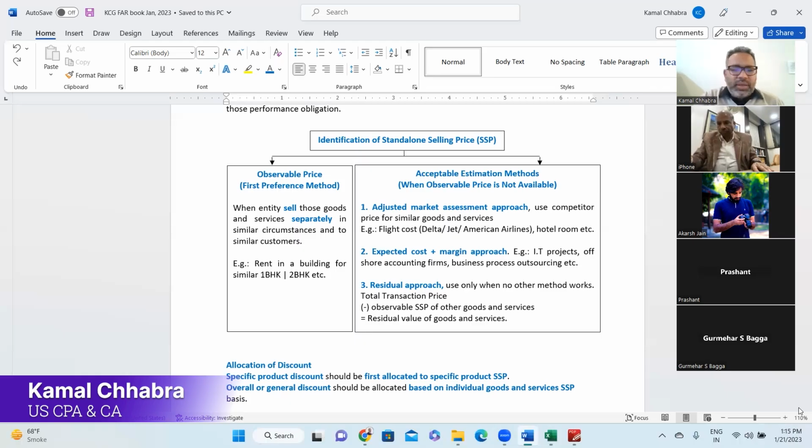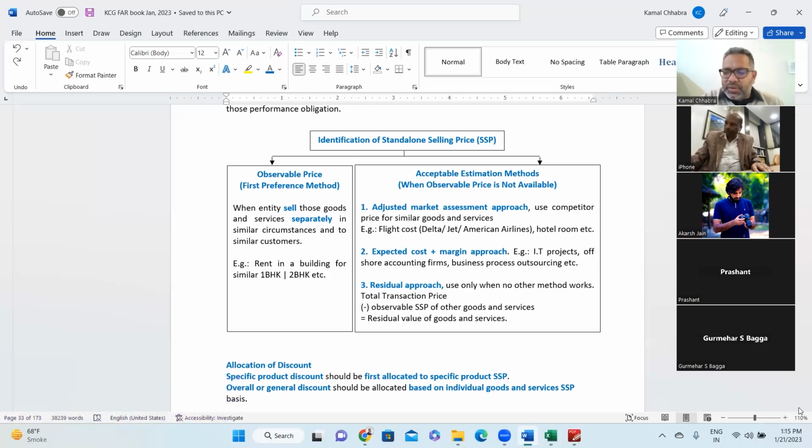Looking at the price of similar chains. For example, if I'm opening a new brand, let's say Harish Bakery in Gurgaon, and they want to open a new store like Om Sweets or Haldiram or Bikaner, what pricing should they keep? They look at the pricing of Haldiram, Om Sweets, Bikaner, and accordingly they will charge the price for their foods and beverages. So that is called observable price. Normally, this is a first preference method.